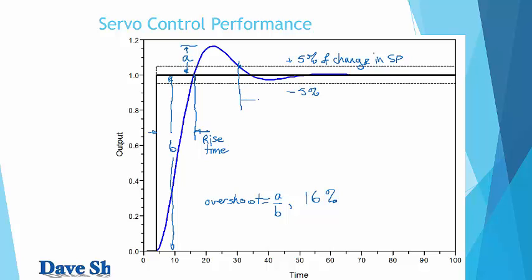So this time here, from the change in set point to this time here, somewhere around 30, is called settling time. So rise time tells us about the initial response, overshoot tells us about overshoot, and settling time tells us how long it took to actually get to and stay at set point. Those are the three standard important measures of servo control performance.